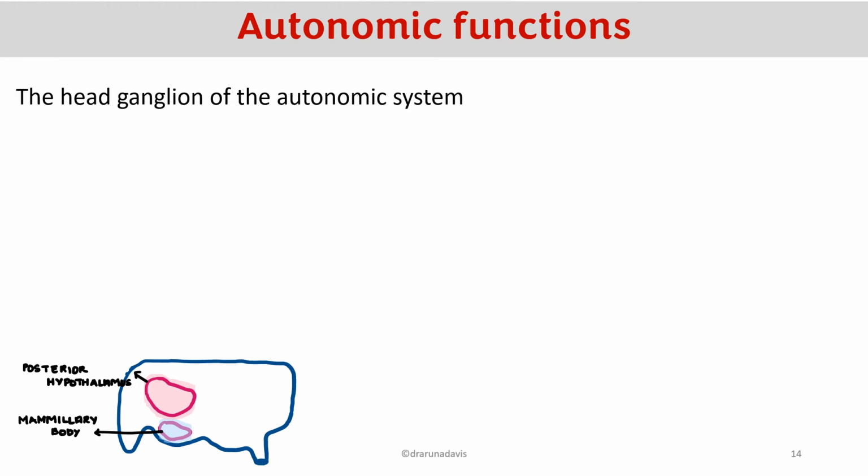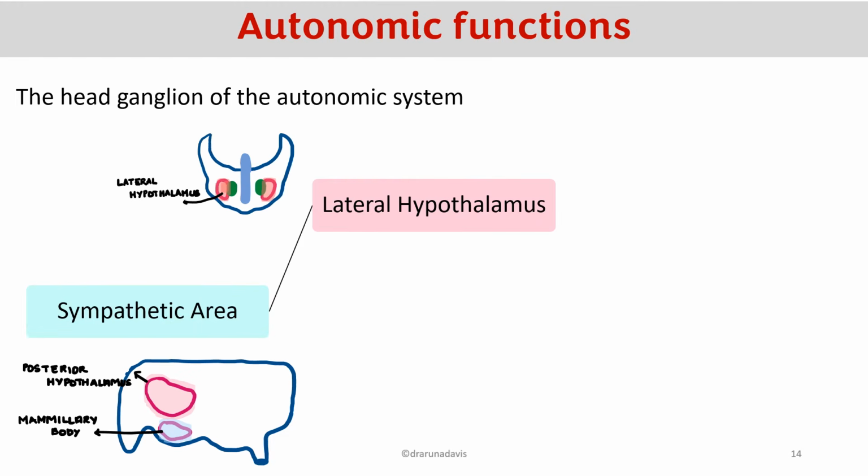Hypothalamus is called the head ganglion of the autonomic system. What is meant by autonomic system? Remember, we've got a sympathetic system as well as a parasympathetic system. Which means if it is called the head ganglion of autonomic system, then hypothalamus also must have a sympathetic area and a parasympathetic area, right? The sympathetic area of the hypothalamus is the lateral hypothalamus as well as the posterior hypothalamus. Remember, your lateral hypothalamus was shown in a different section, and posterior hypothalamus includes your mammillary and the posterior hypothalamus.